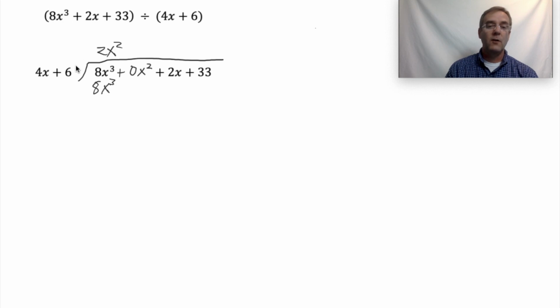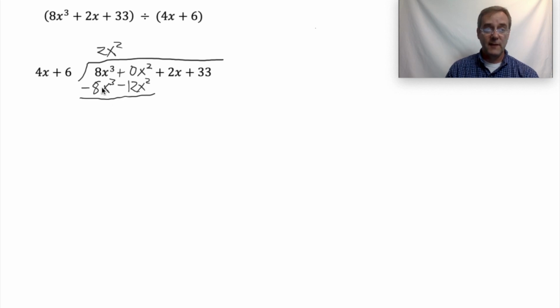But the 2x squared also has to multiply times the 6. 2x squared times 6 will make 12x squared. And that's going to go in the x squared column that we created on purpose because we knew we would be needing it eventually. Next step, remove the 8x cubed and the 12x squared from the dividend because we divided them out. To remove them, you subtract them. Change their signs before you draw the big subtraction bar. And then see what leaves.